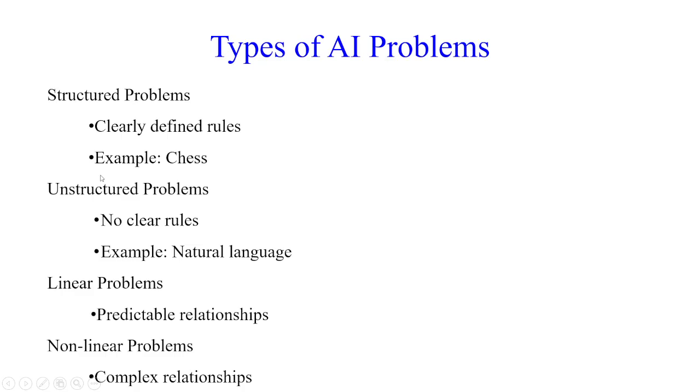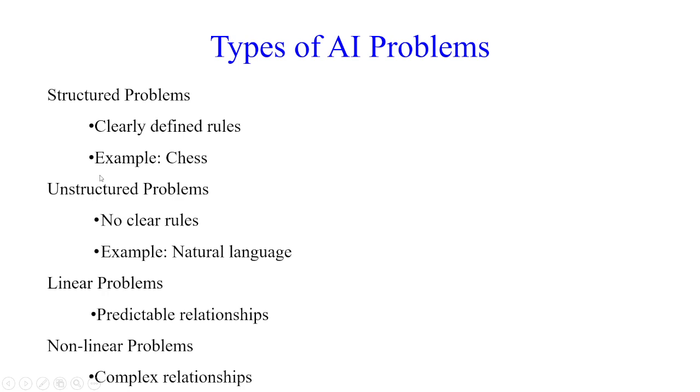Now we will discuss the types of AI problems. The first one is structured problems, where the rules and constraints are clearly defined. The best example would be chess: the rules are already fixed and there is no ambiguity. The second one is unstructured problems, where you don't have clear rules or structure. Natural language understanding is the best example. You have to understand idioms, context, and emotions, so there are no fixed rules for that.